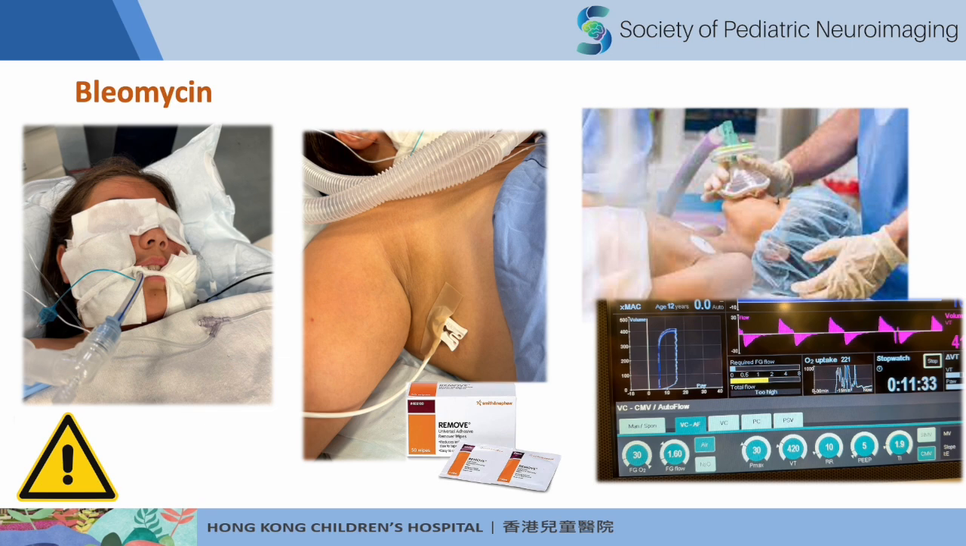I'm not an anesthetist, but it's important for you to look at this figure, and you want to keep the FiO2 at 30 or less, so that it doesn't trigger the idiopathic bleomycin-induced interstitial pneumonitis.